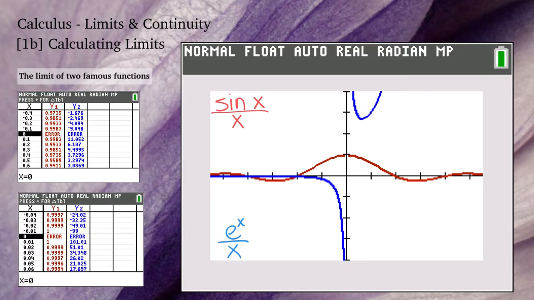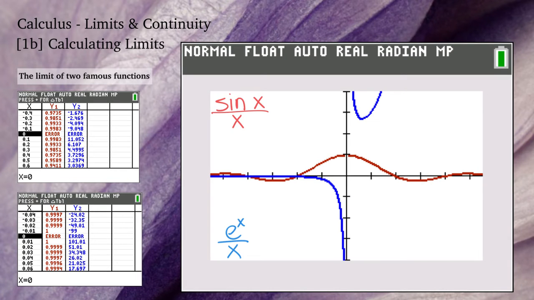Finally, I verified what I saw in the table with the graph. As x approaches 0 from the left and the right, the y value for sine x over x approaches 1. If we were to just plug in 0 into sine x over x, we would get 0 over 0. So in this case, 0 over 0 is 1.